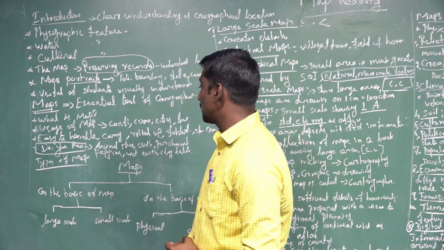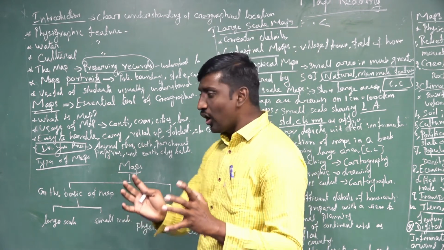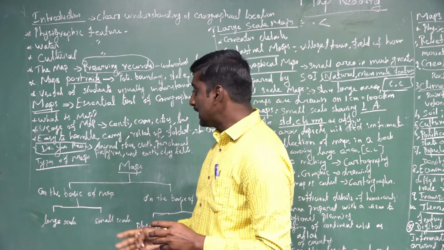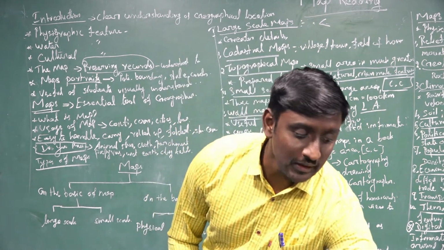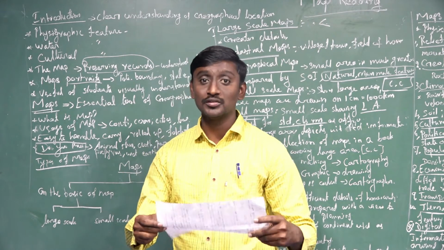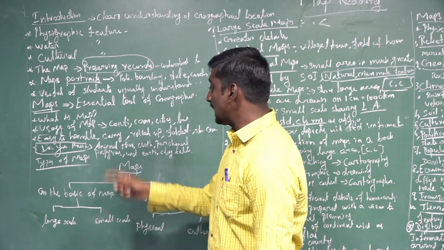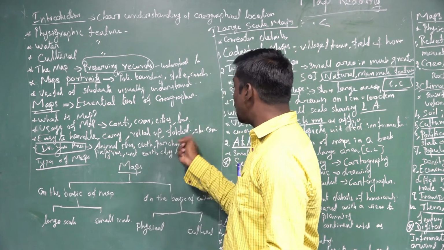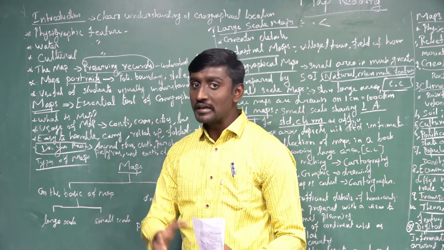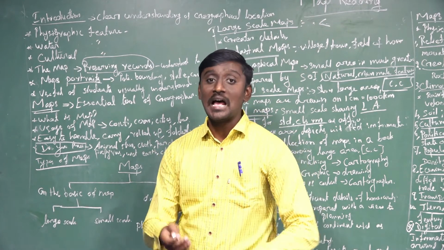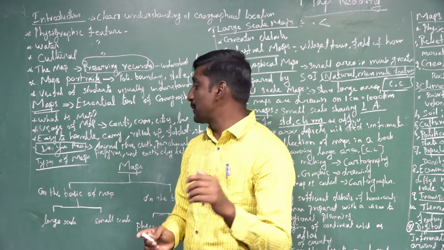And usage of the map. Continents, countries, cities and local areas are all mentioned in the map. And it is easy to handle. For example, this is a map. It is easy for students to handle and carry. It can be rolled up, folded, and stored in the computer. Nowadays maps are stored in the computer and carried from one place to another, and the map is rolled up.